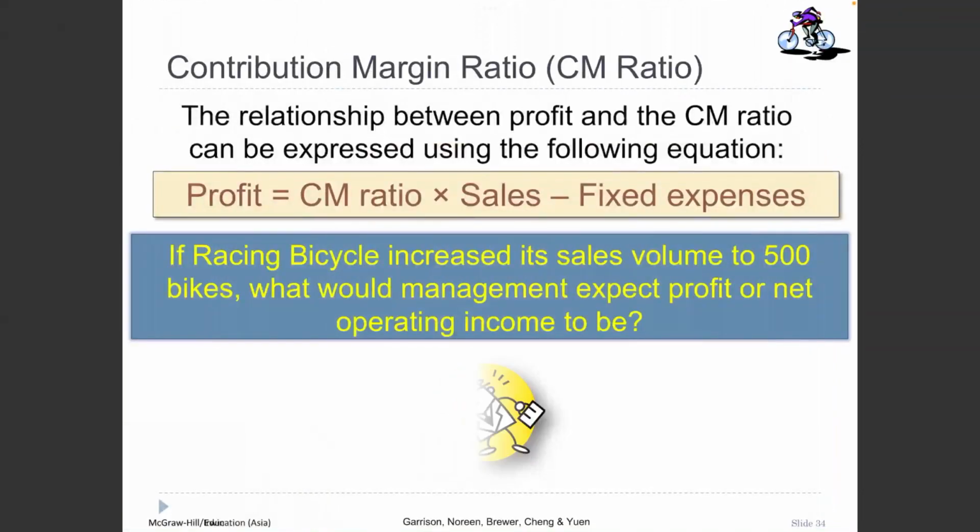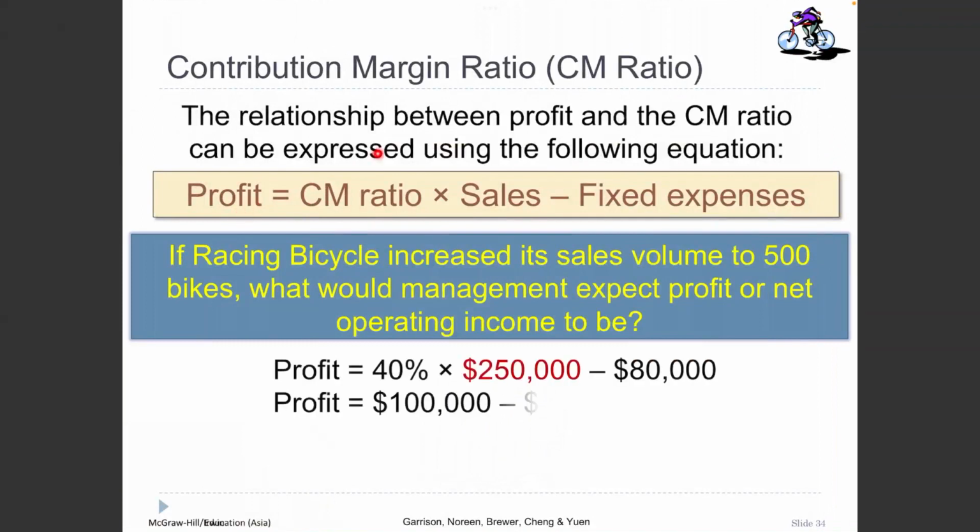Okay, so this is the formula. The relation between profit and the CM ratio can also be expressed using the following equation: CM ratio multiplied by sales, minus fixed expenses. So this is the second formula that you can remember.